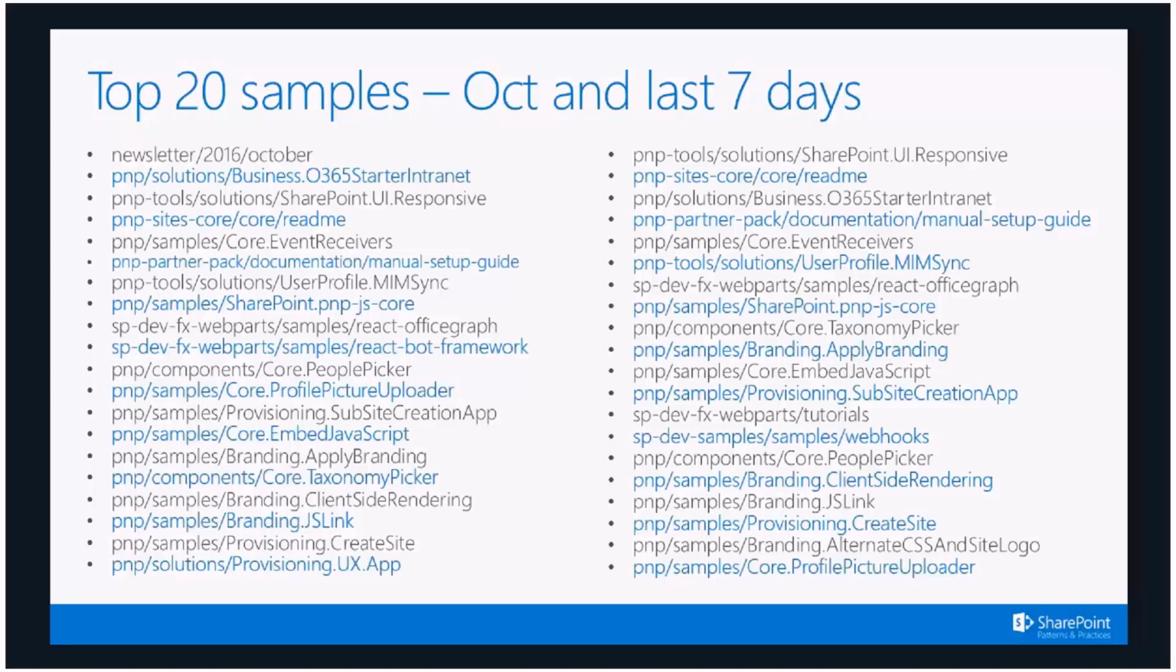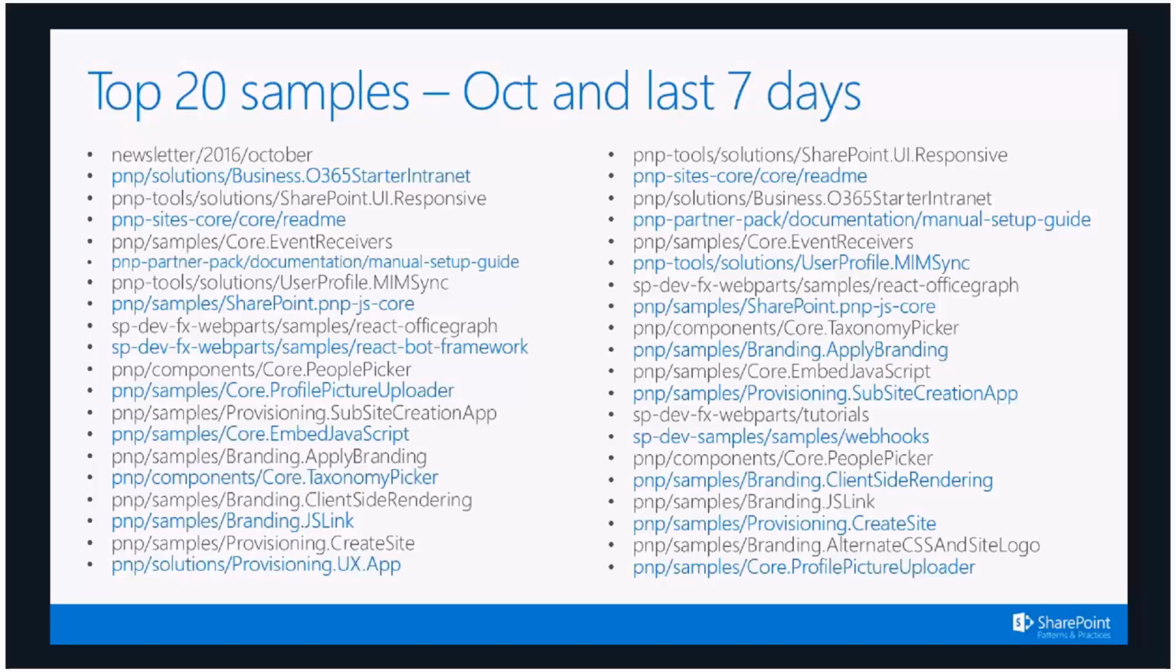And then just to pinpoint a few items from the left side. It's interesting to see that the remote event receivers is always pretty high. So it's either because our remote event receiver guidance in MSDN is not up to date, or maybe the sample itself is referenced in many locations. The user profile sync is always pretty high. Good to see also that the PnP JavaScript core is gaining visibility.